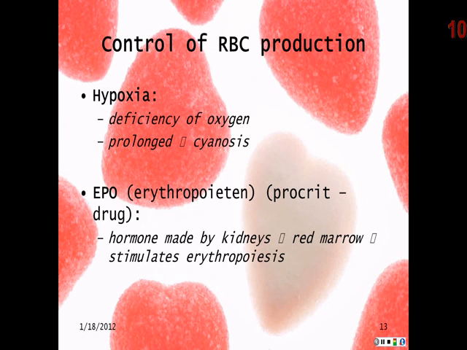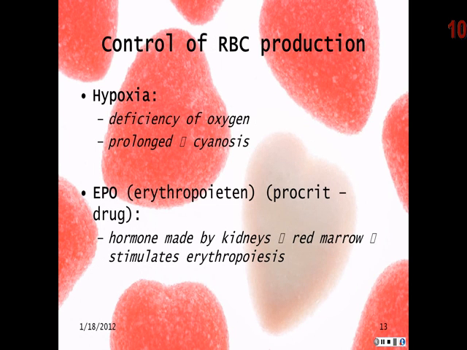Hypoxia is a state of oxygen deficiency. During hypoxia, you may see cyanosis, where the skin with blood vessels near the surface, such as the lips and fingers, turns blue. The deficiency in oxygen triggers erythropoiesis, or production of red blood cells. This helps the body increase oxygen intake by carrying more and more red blood cells.